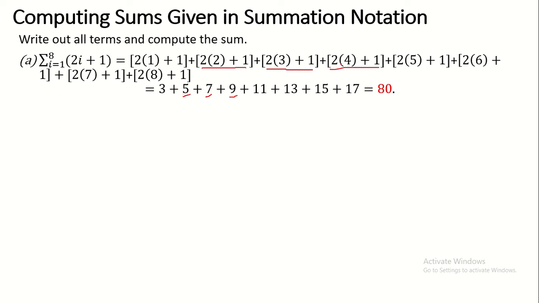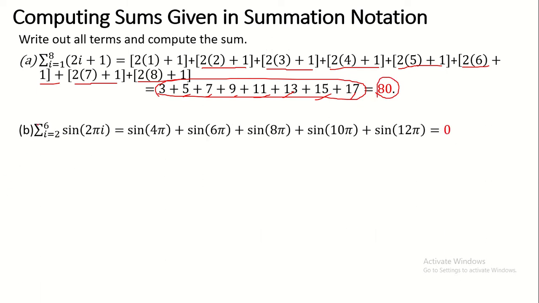So for this one, we have 2 times 5, that's 10 plus 1 is 11. 2 times 6 is 12 plus 1, we have 13. 2 times 7 is 14 plus 1, we have 15. And finally, we have 2 times 8 is 16 plus 1, that's 17. So if we're going to sum up all of these terms, we will have 80 as the sum.